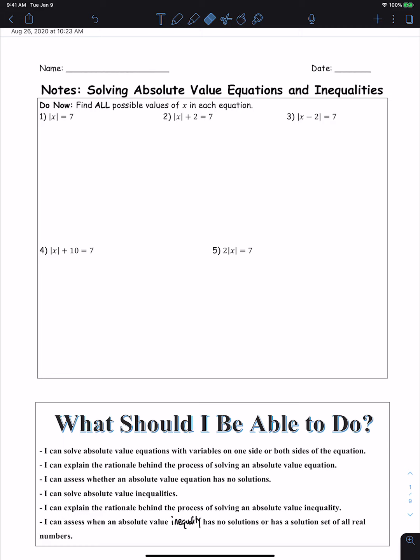Today's lesson we're going to be solving absolute value equations and inequalities. For the do now, I want you guys to find all the possible values of x in each equation. If you want to do 1, 2, 3, 4, 5, then check all your answers, that's fine. But say you want to do 1, pause, check and see if 1's correct, then do 2, check and see 2's correct, then do 3, you can do that also. So pause the video right now and replay it once you are done.